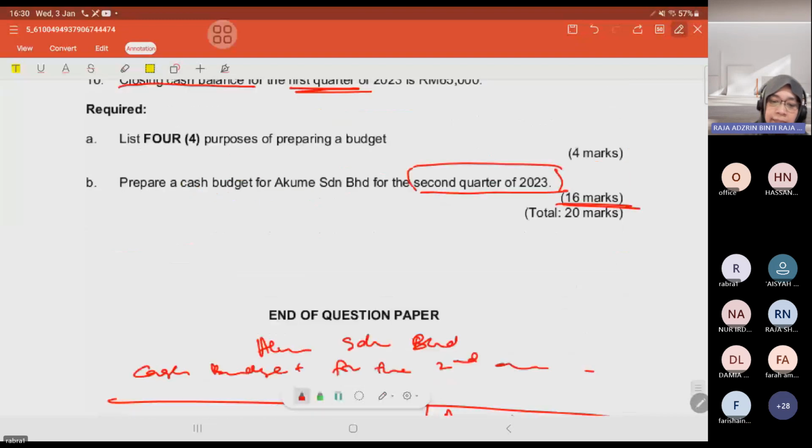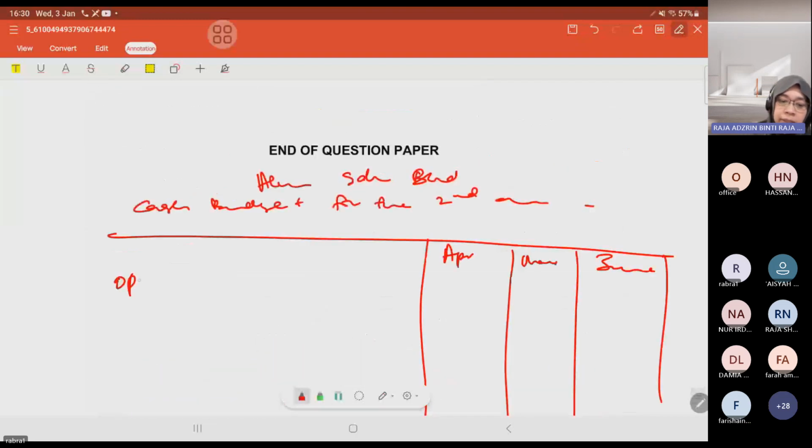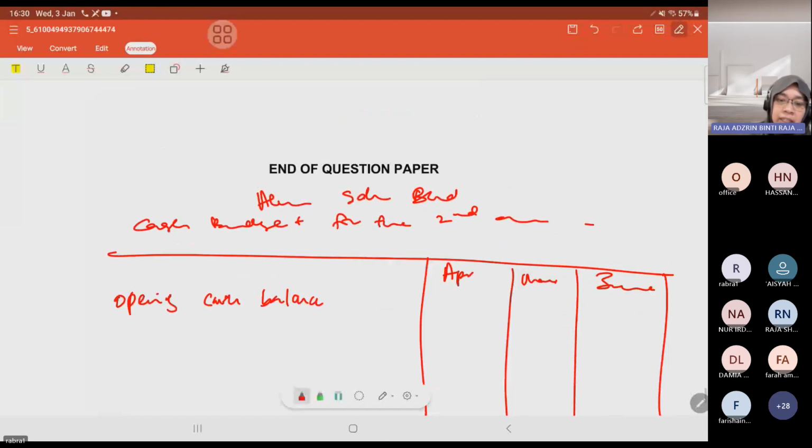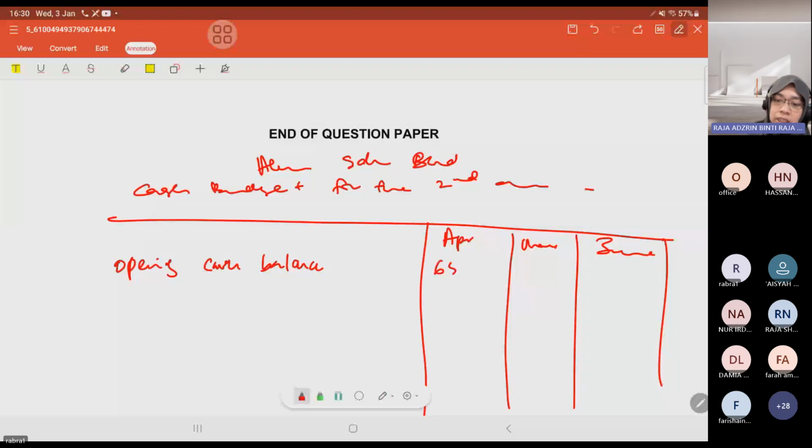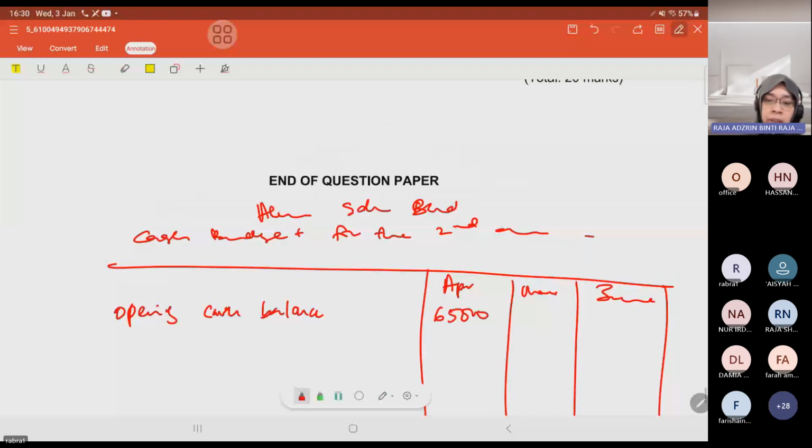So you akan start dengan the opening cash balance. Opening, macam tadilah ikut je format yang saya bagi. So you have the opening cash balance. So your opening cash balance will be this amount. Dan dia bagi figure ni adalah positive. So positive 65,000 lah. Kat sini will be 65,000. Alright. Okay. Next you tengok dekat sini.